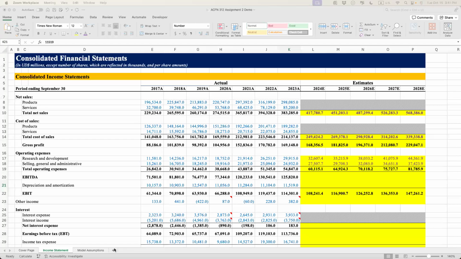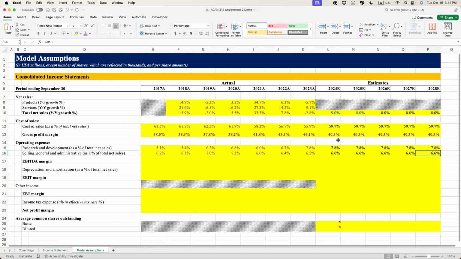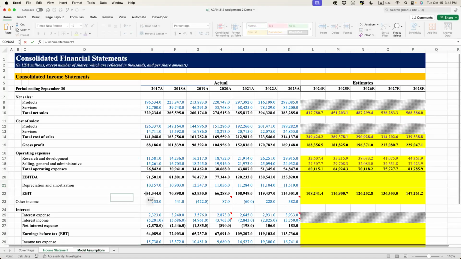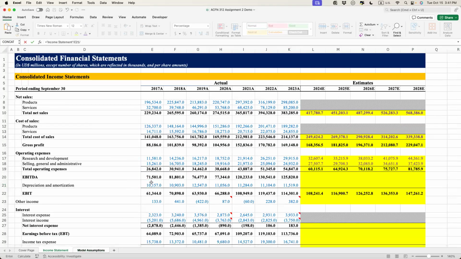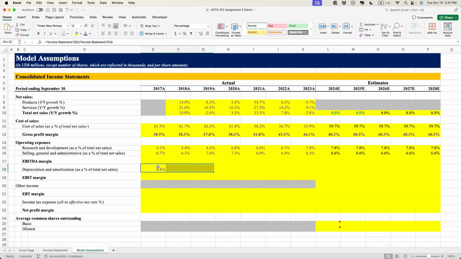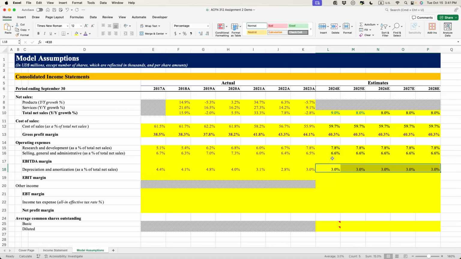Then we come back here, find the model assumptions. Let's calculate the depreciation as a percentage of sales. So that will be D&A divided by total net sales. And we can just go ahead and fill right. Our guidance file from the assignments says that it's going to remain the same, so let's just keep it the same.